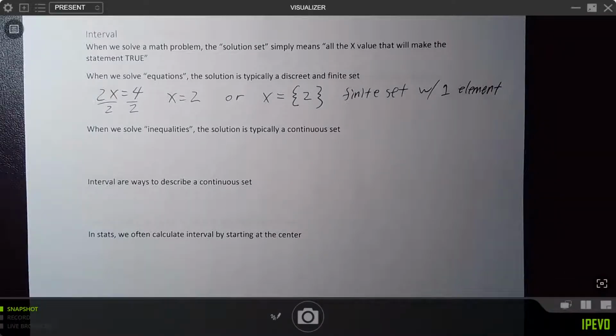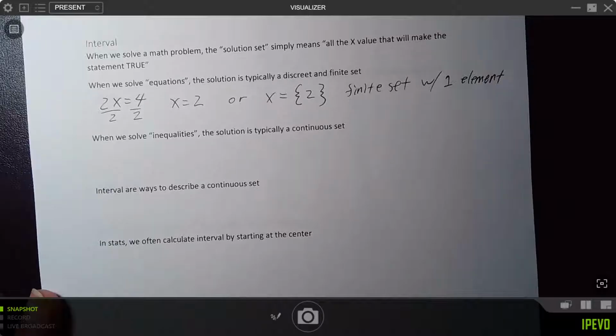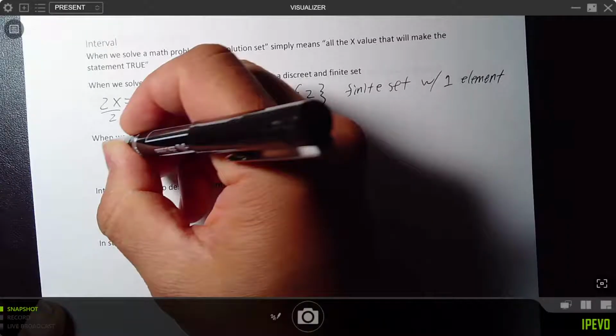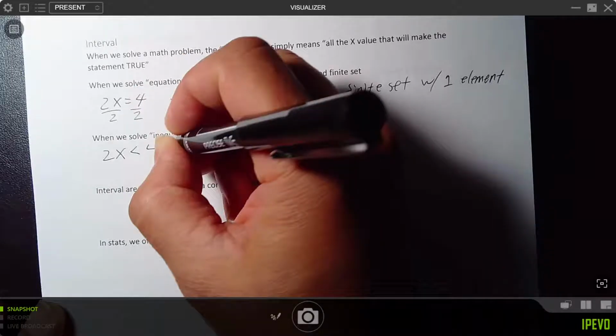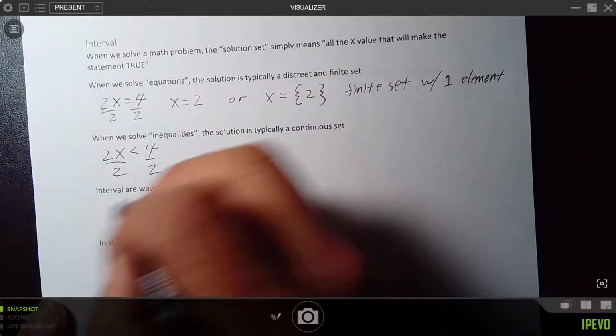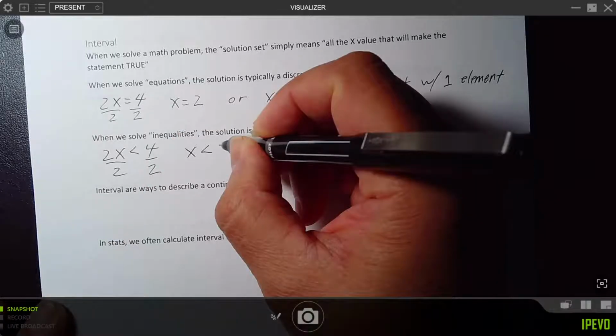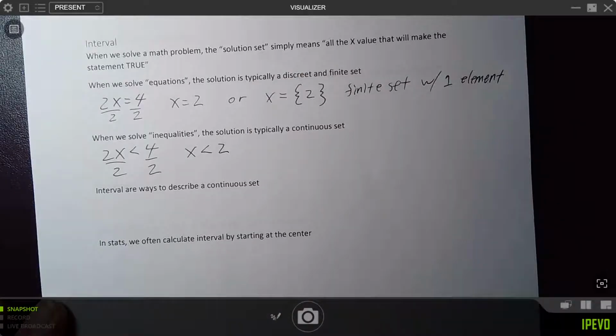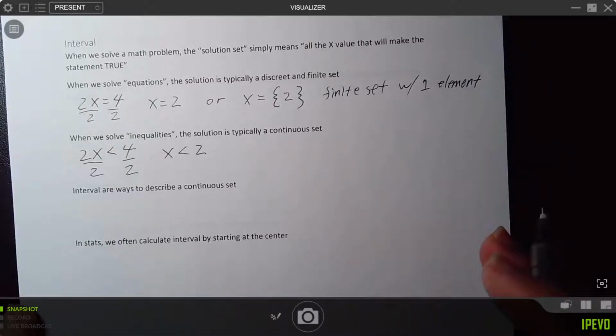Now, whenever we solve inequalities, however, the solution is typically a continuous set. What do I mean by that? If I have 2x is less than 4, for example, you guys remember this, if I divide by 2 on both sides, I'm going to get x is less than 2. Now, how many solutions are there? There's infinite, because there's an infinite number of numbers that are less than 2.